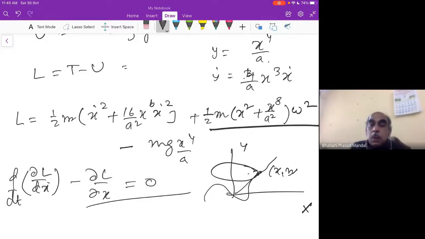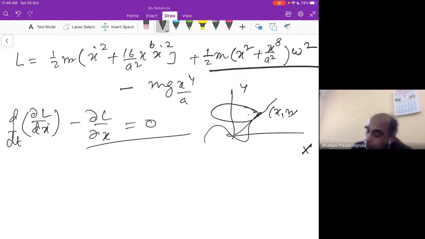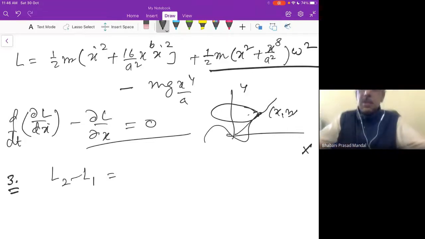Okay. So the third question was about the two Lagrangians. You already know the answer. You are supposed to calculate L2 minus L1. If you calculate, the kinetic energy will get cancelled. Let me see, it is in my mobile. Let me see the Lagrangian.